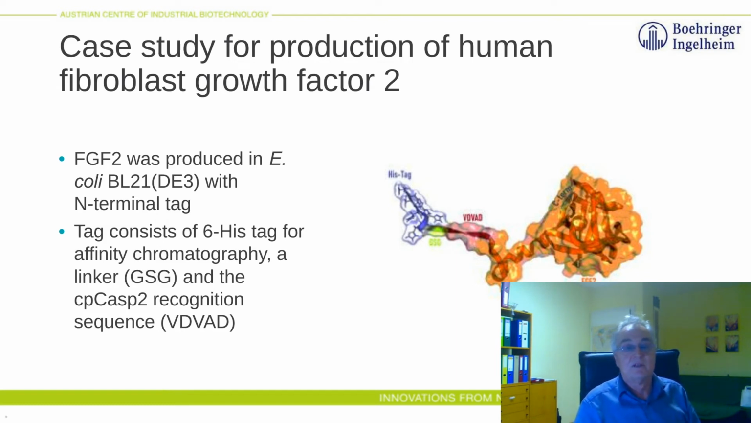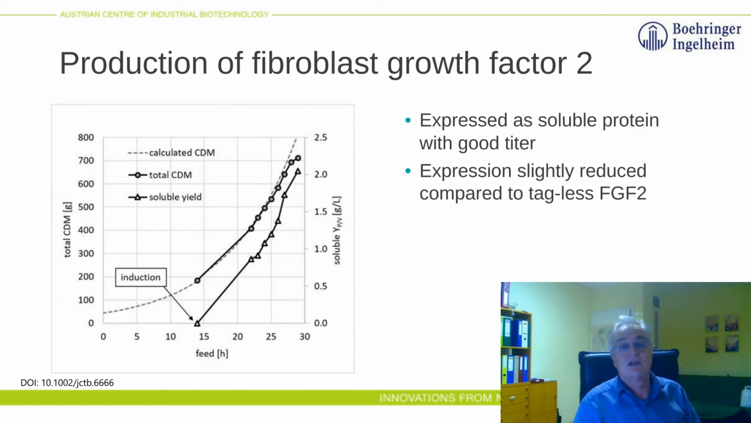So here you see the advantage. This is expressed as a soluble protein with a relatively good titer, so that you get about 2 grams of protein per liter. So that's a pretty good expression.